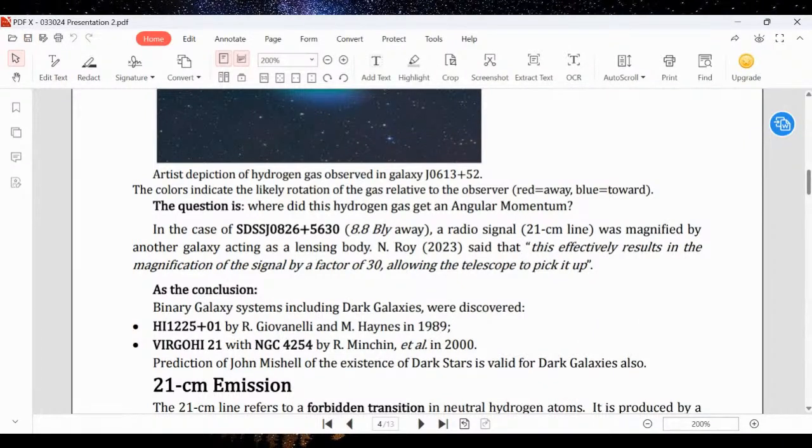HI 1225+01 by Giovanelli and Haynes in 1989. Virgo HI21 with NGC 4254 by Minchin et al. in 2000. The prediction of John Michell of the existence of dark stars is valid for dark galaxies also.